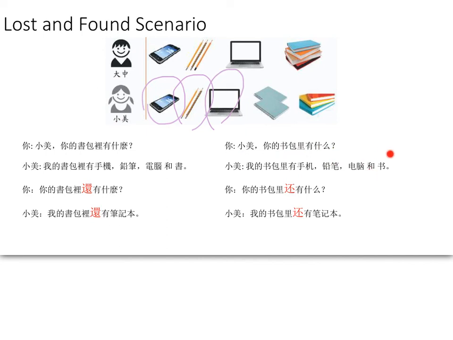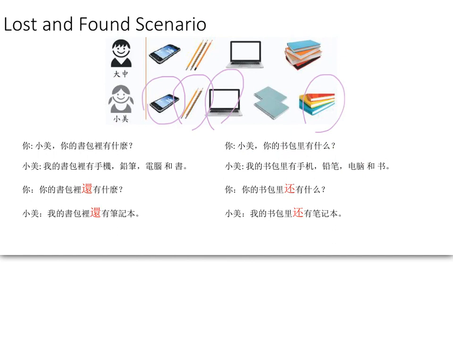And then 小美 replies, 我的书包里有手机。手机 right here. So she mentioned 手机、铅笔、电脑，和 and 和 we just talked about in the last slide. 和书。Now, you're looking into both backpacks and you also saw 大中的书包里也有 also have 手机、铅笔、电脑和书。So you're not sure.